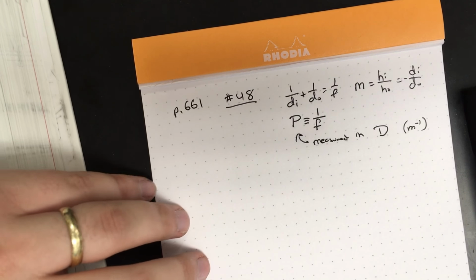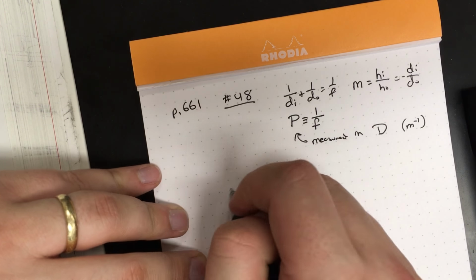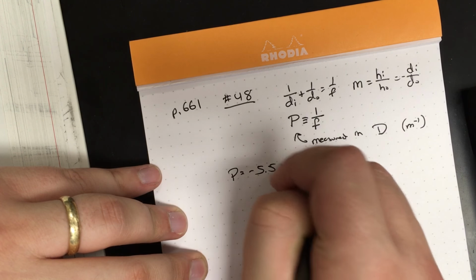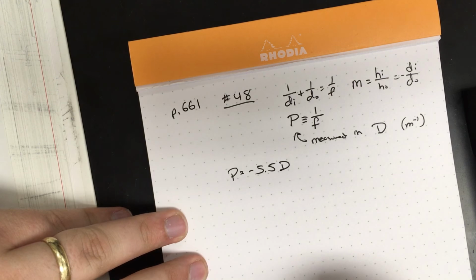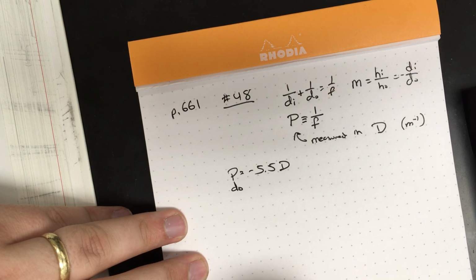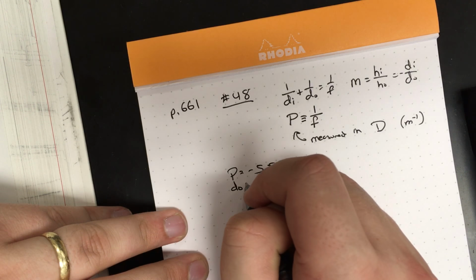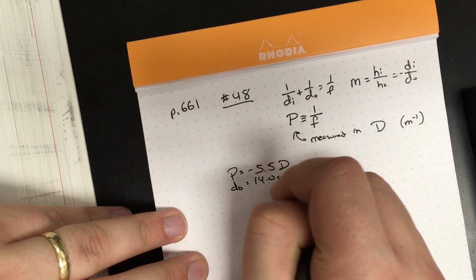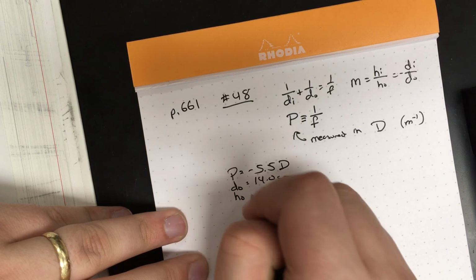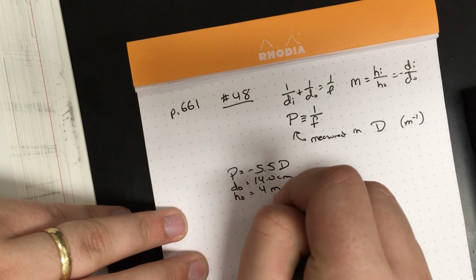It says a negative 5.5 diopter lens. So that means that my power is negative 5.5 diopters. Is held 14 centimeters from an object. So the lens is 14 centimeters from the object, which means that the do between the lens and the object is 14.0 centimeters. That is 4 millimeters high. So the height of the object is 4 millimeters.